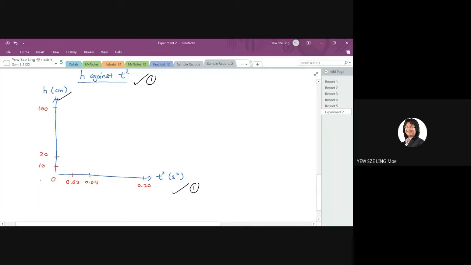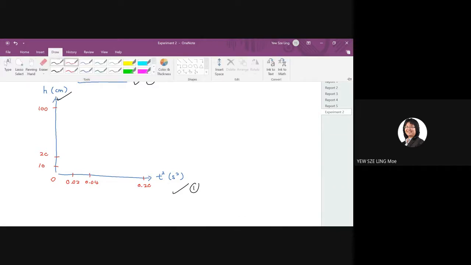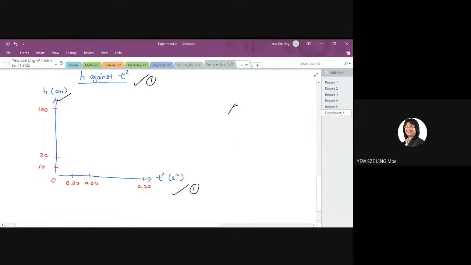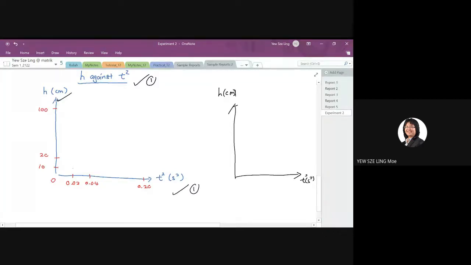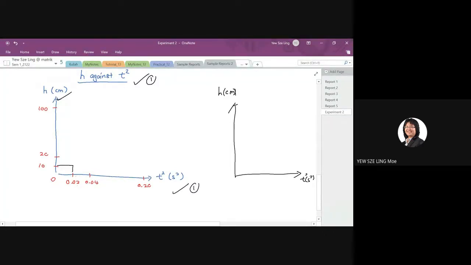So in that case, if you don't want to start from 0, what can you do? You can start from a non-zero value, but you have to be extra careful with how you do it. So let's say I don't want to start from 0. What should I do? So this is H in terms of cm, and this is T square, s square. Now if I don't want to start from 0, then I look at my first table. From 10 to 0.02, this is 1 box. So if you want to start from 0.02, then the y-axis must start from 10. If you want to start from 0.04, then you need to start from 20 for the y-axis.